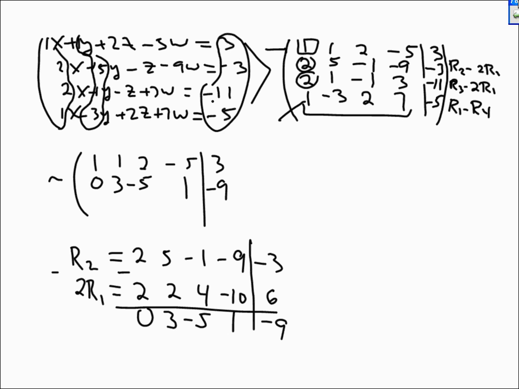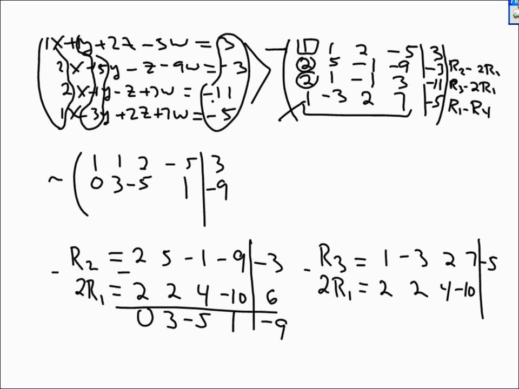Okay. The third row is row 3 and then take away 2 row 1s. Well, row 3 is just row 3. And 2 row 1s are 2, 2, 4, negative 10, and 6. And when you subtract, you get negative 1, negative 5, negative 2, 17, and negative 11. Since I got mostly negatives, I'll multiply by negative 1. The 17 becomes negative 17.